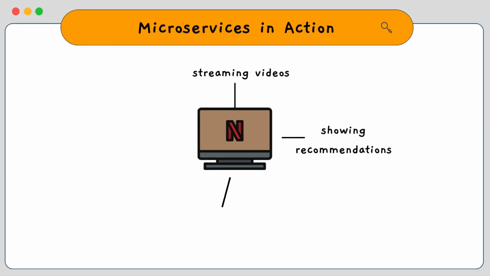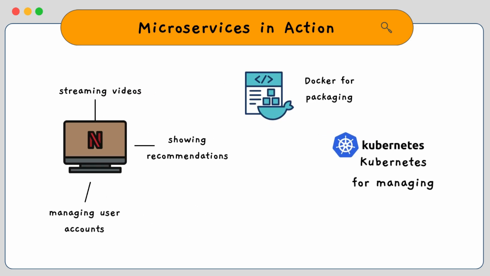A great example of microservices in action is Netflix. It uses microservices to handle different tasks like streaming videos, showing recommendations, and managing user accounts. If the recommendation service fails, you can still watch your favorite shows because the streaming service keeps working.